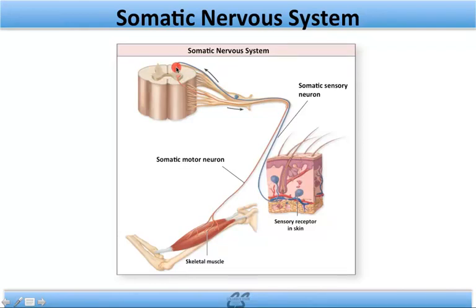Maybe whatever's irritating that skin, or maybe whatever's activating the sensory receptors in the skin, will require you to move the muscle. So now we have a somatic efferent cell body sitting in the anterior horn, coming out anteriorly. One fiber, that's it, just one fiber, coming out and activating the muscle.